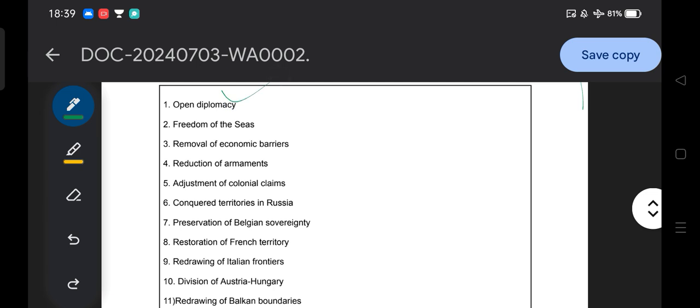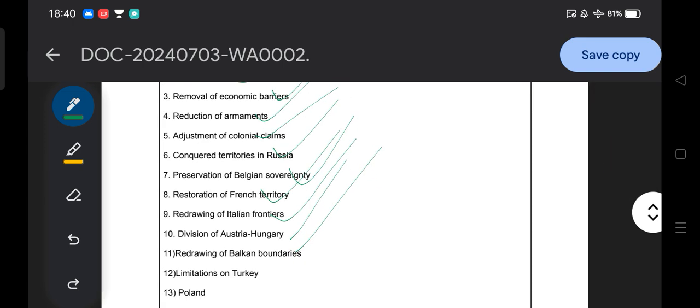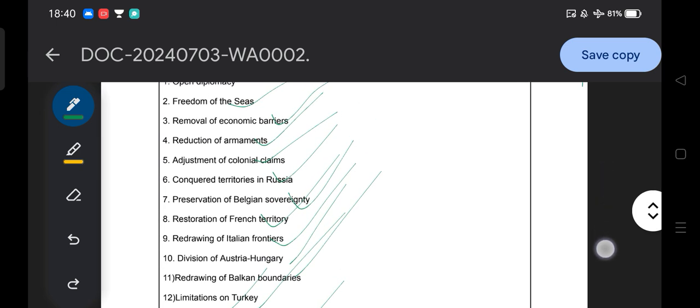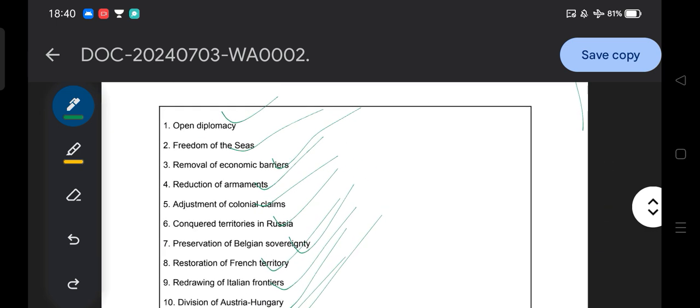The first, open diplomacy, freedom of the sea, removal of economic barriers, reduction of armament, adjustment of the colonial claims, conquest of the territory in Russia, preservation of Bulgarian sovereignty, restoration of the French territory, redrawing the Italian frontier, division of Austria-Hungary, redrawing the Balkan boundaries, okay, then the limitation on Turkey, then Poland, and association of the nations. So these are the 14 principles by Woodrow Wilson.